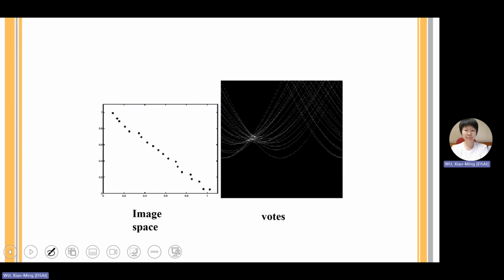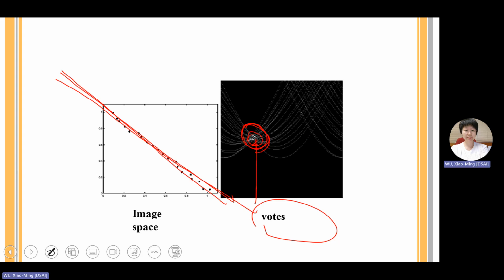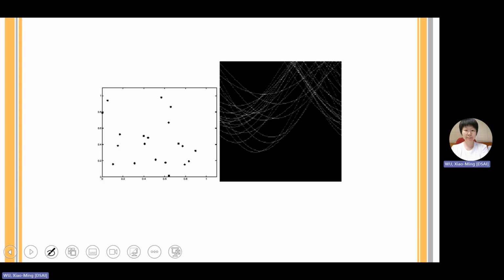Likewise, for this example, these points do not sit exactly on the same line, but they are very close to this line. So in the rho theta space, they intersect roughly at a single point. This cell value, this rho theta value, corresponds to the parameters of this line.